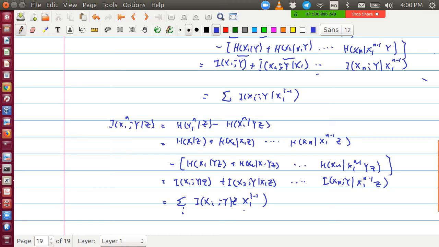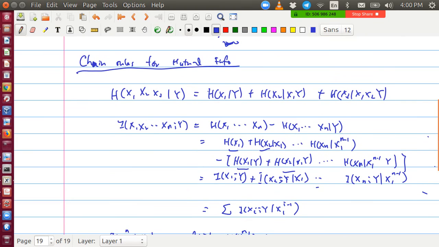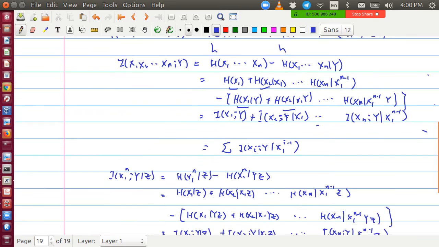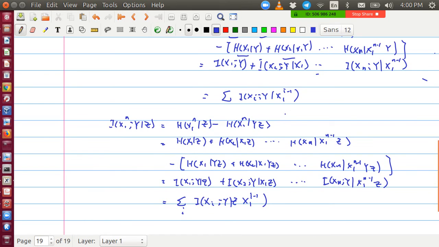And if you change everything to continuous random variables, then it will be exactly the same way. So I can have all small h here. So this chain rule will still hold no matter whether it's continuous or discrete random variables.